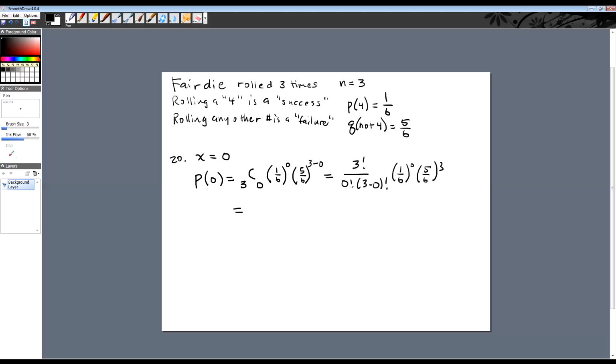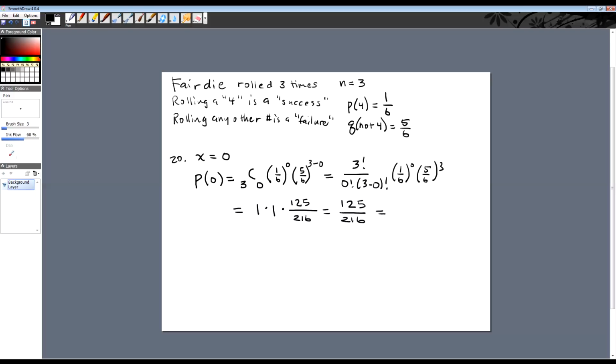0 factorial, the definition of that is 1. So what we have here is 3 factorial divided by 3 factorial. Any number divided by itself is 1. So we have 1 times 1/6 to the 0 power. Any number to the 0 power is also 1 times 5/6 to the 3rd power, which is 125 over 216. So the probability of getting 0 successes is 125/216.